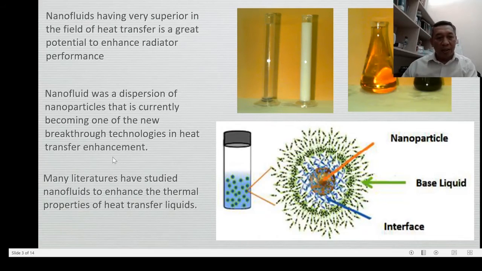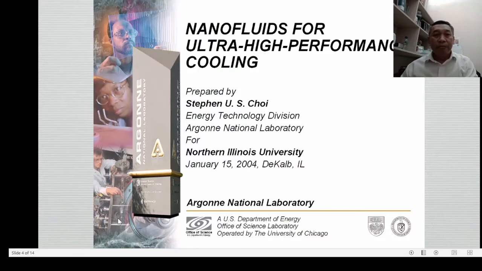Many studies have examined nanofluids to enhance the thermal properties of heat transfer liquids. Nanofluids were first introduced by Stephen U.S. Choi from Argonne National Laboratory. Nanofluids can be used for ultra-high performance cooling.